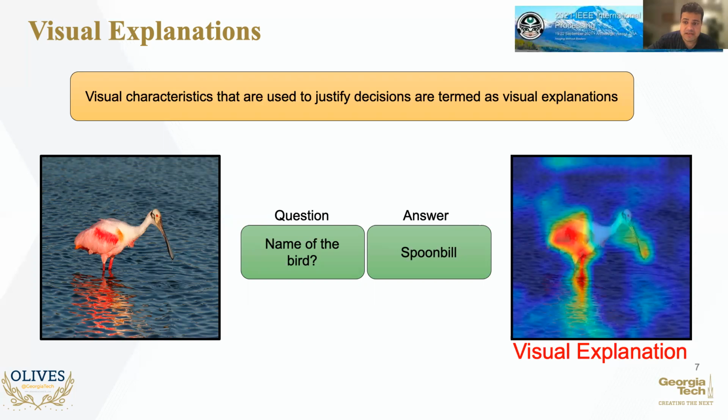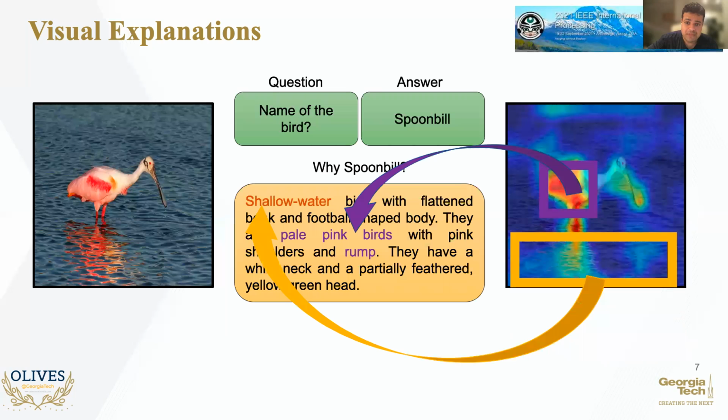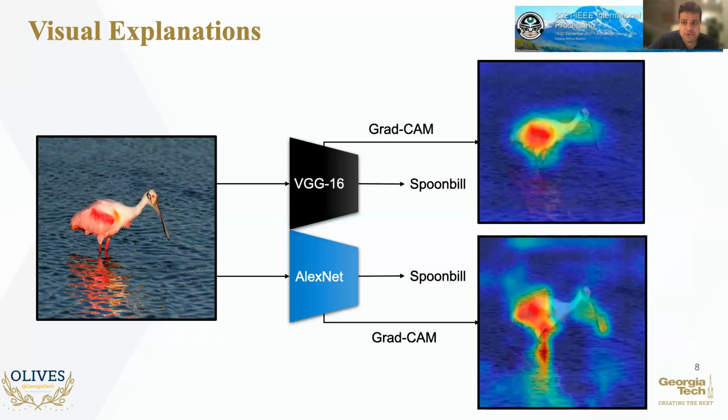Again, AlexNet has made the right decision that the bird is a spoonbill. The features that it has based this decision on are pale pink body, legs, and shallow water. I want to separate between these two sets of features, between the shallow water and pale pink body, which are provided in different colors. Let's compare between the two architectures. The difference seems to be that AlexNet uses the shallow water in its decision process. This feature, shallow water, is an important characteristic of the context where we might find the bird.